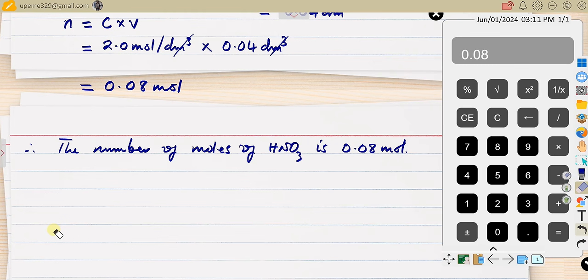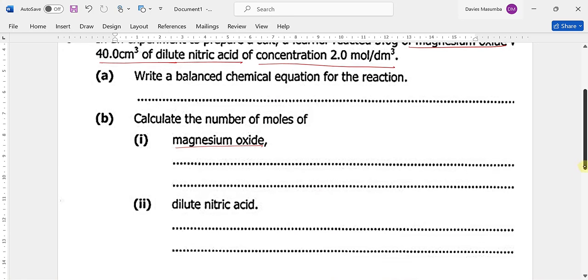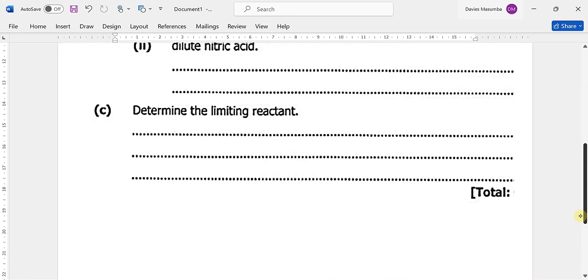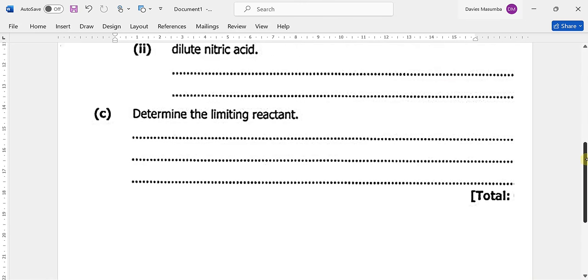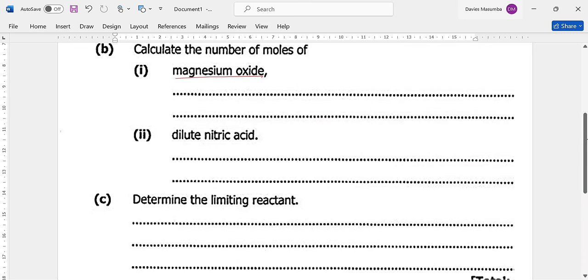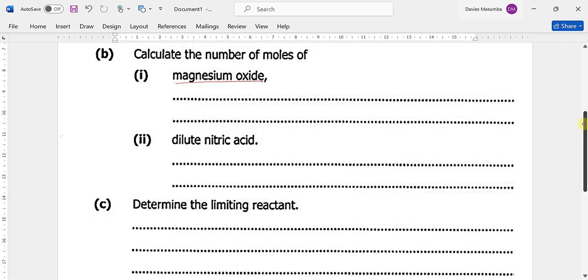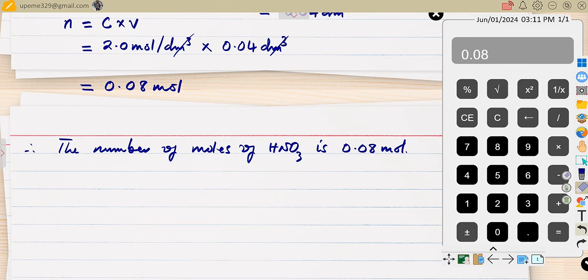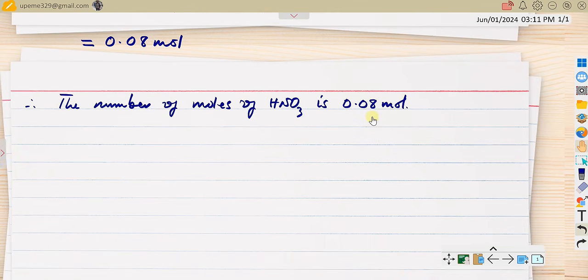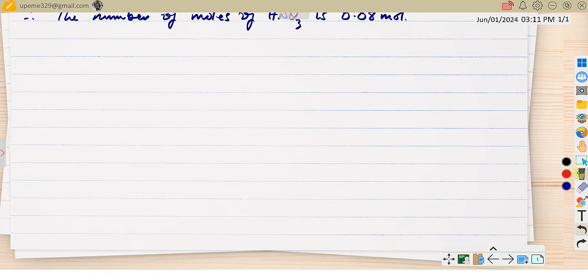Then now we move on and look at the other question provided here, which is question C. Question C says determine the limiting reagent. So we need to determine the limiting reagent between these two, which are reacting, magnesium and the nitric acid. So for you to answer this question, you need to know what a limiting reagent is. So on C, we are determining the limiting reagent. So let me just define what a limiting reagent is.